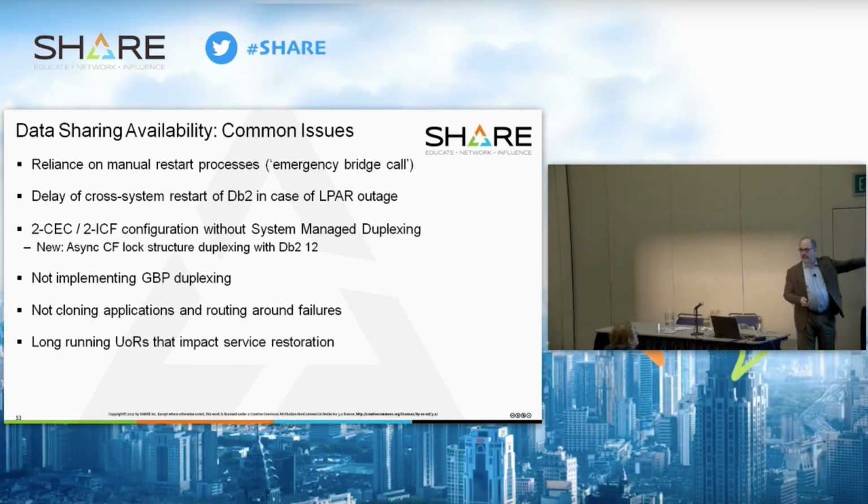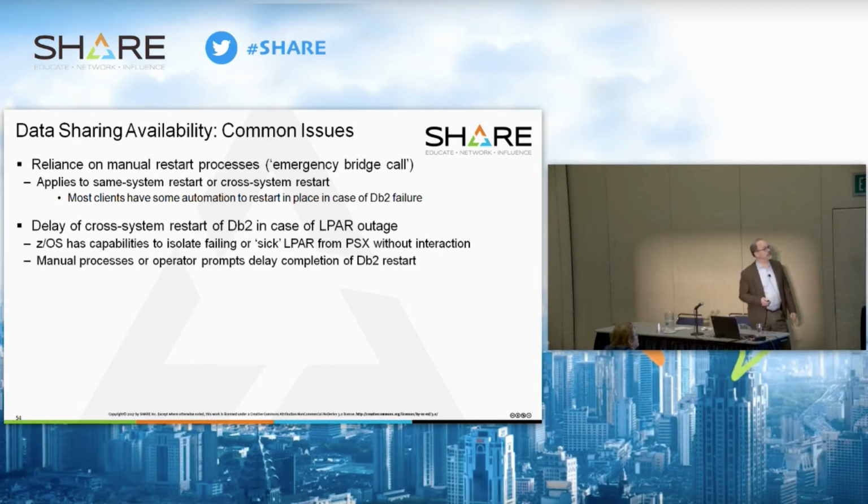People I already told you that don't implement group buffer pool duplexing, right? People who've done that have paid for it. If all of your applications only exist in one LPAR and you can't route around failures, you can't run those applications on other LPARs, then you miss all the availability benefits. And again, long-running units of recovery because it takes a while to get the service restored. So this is just detail for each one of those.